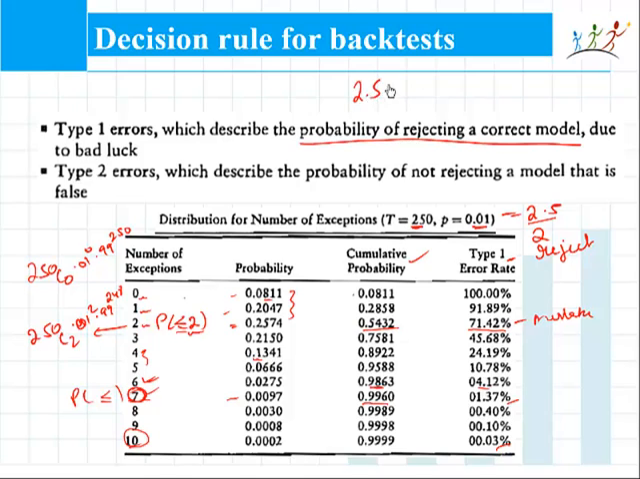2.5 is expected. If exceptions are greater than 6, then we will reject the model, because 98.63% of the times there are less than or equal to 6 exceptions. So there's only a 1.37% chance that I'm making an error, or a 98.63% chance that I'm doing the right thing.